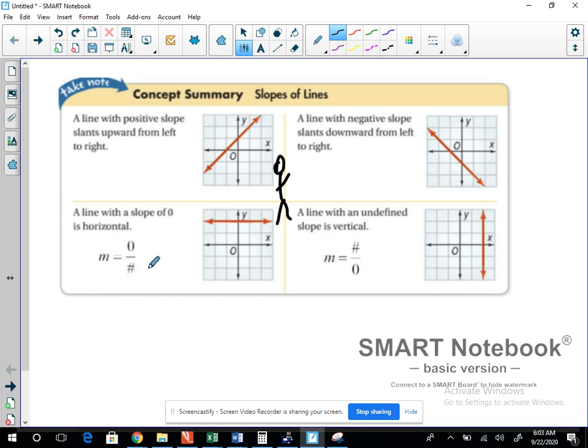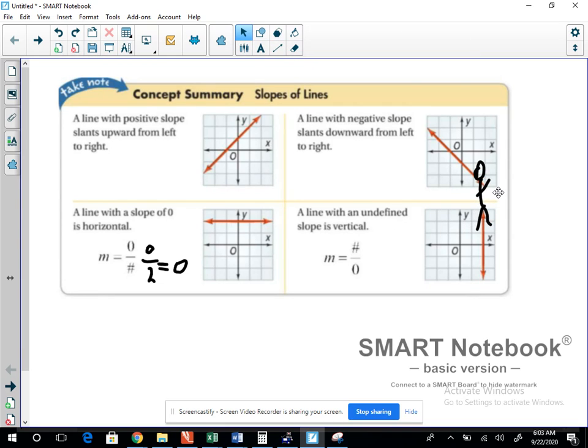Now, a zero slope is 0 divided by any number. So, for example, 0 divided by 2 is still 0. All zero slope means is it's a flat line. It doesn't rise or run as we go across. Then, of course, we have the vertical slope. If he tries to walk from left to right, he's going to fall.